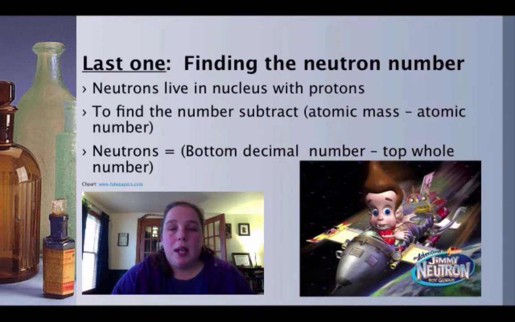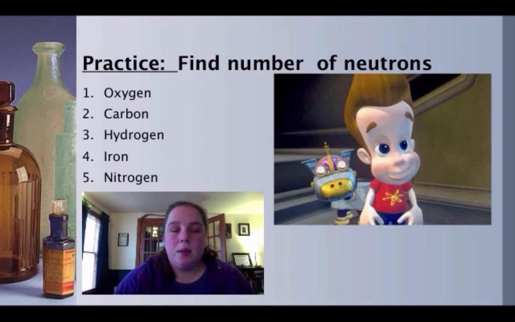What I'm going to teach you today is finding the neutron number, and of course I have my favorite Jimmy Neutron below to remind you about neutrons. Don't forget, neutrons are housemates with the protons in the nucleus, and this is one you actually have to do some math for. You take the atomic mass, that decimal number, and you subtract the atomic number, and that's how you find the number of neutrons. Use our 5 elements again and see if you can find the number of neutrons. Go ahead and put me on pause.